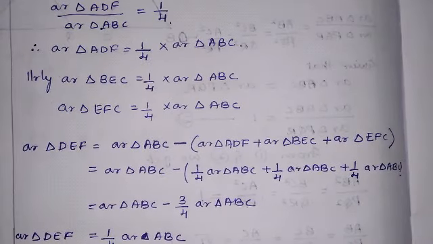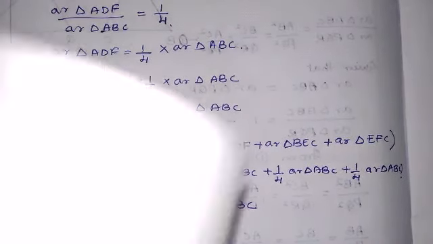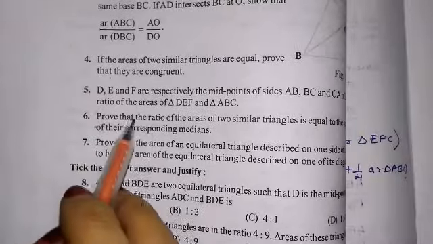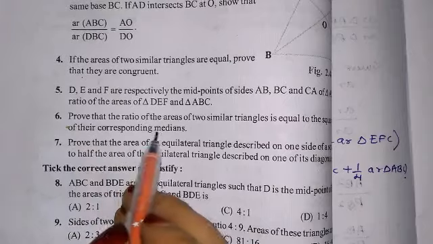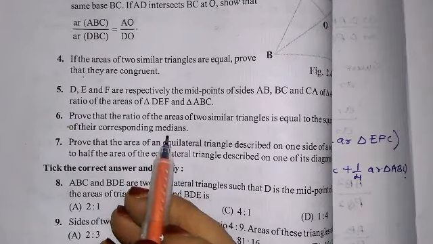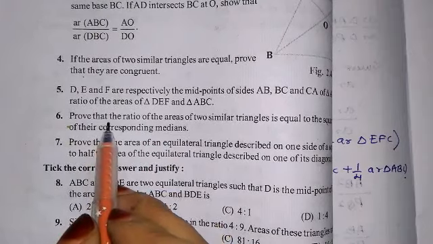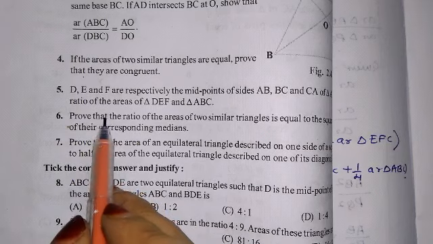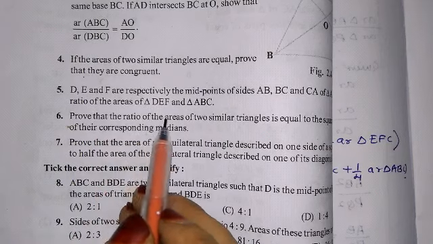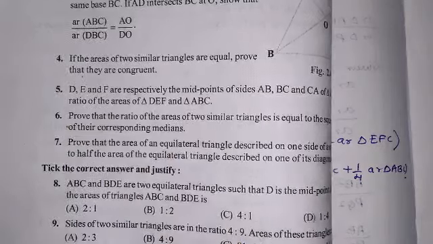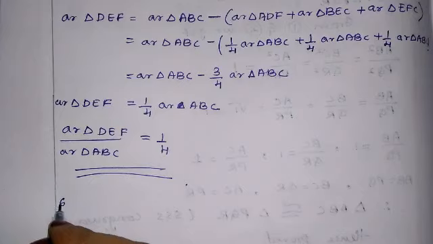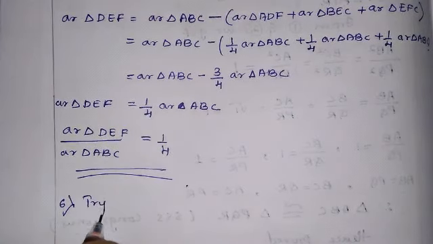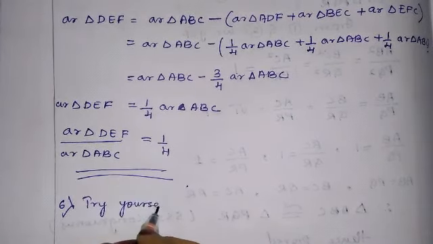Now the question number 6. Prove that the ratio of the areas of two similar triangles is equal to the ratio of their corresponding medians. Exactly the same as the theorem. You can try this yourself by exactly following the theorem. The only difference is that instead of sides, here it is medians. So the sixth one is exactly similar to the areas of similar triangles. So try this yourself.